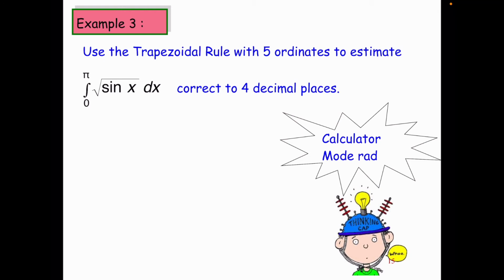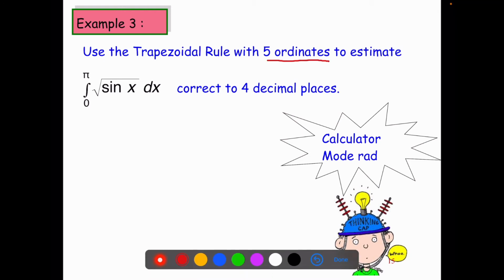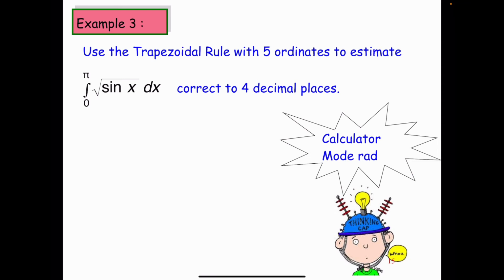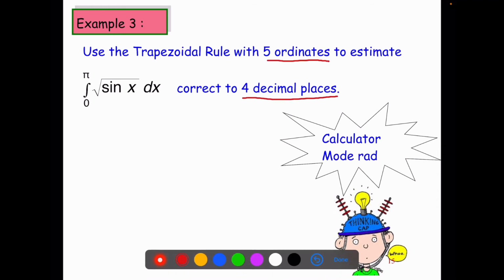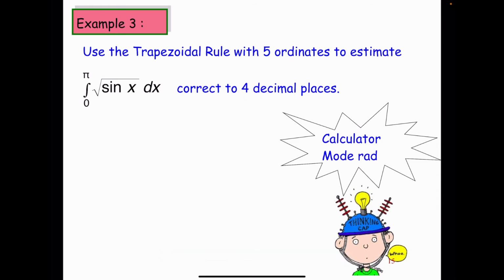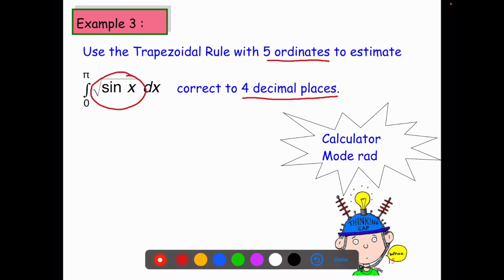Example 3, use the trapezoidal rule with 5 ordinates. Okay, so 5 ordinates to estimate the integration of sin x dx from 0 to pi, correct to 4 decimal places. So if you are using a calculator, make sure you use mode radian because the function is trigonometric, sin x. So mode radian.